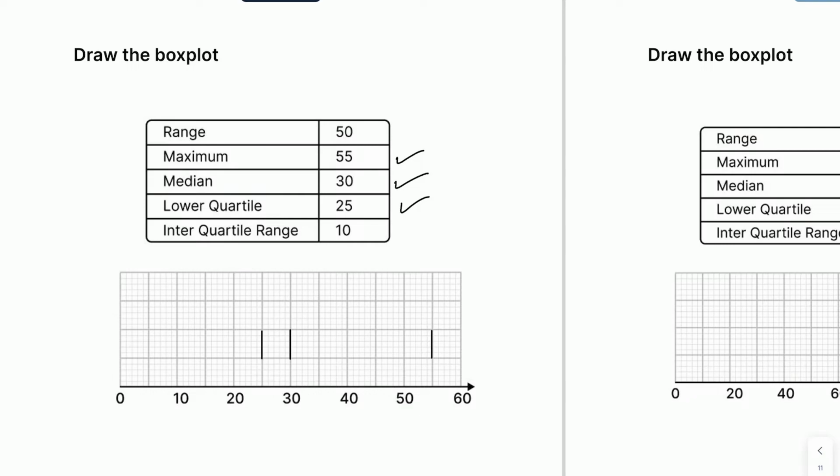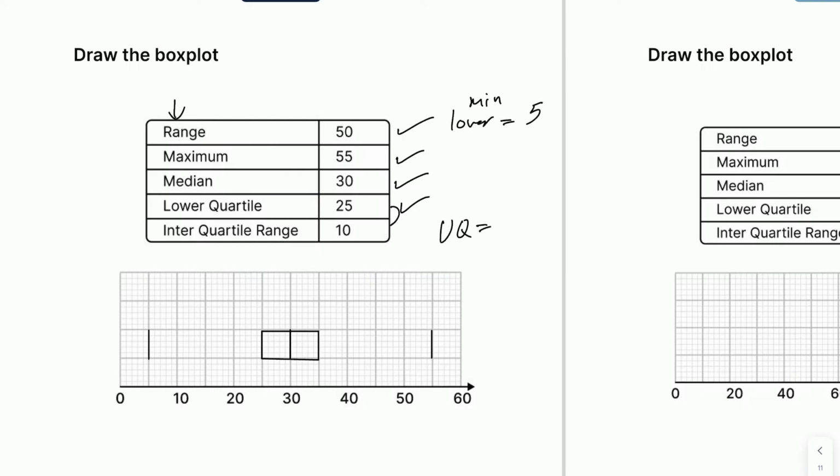So now we're left with the range and the interquartile range. If I look at the range first, you know the maximum take away the minimum gives you the range. So if I do the range take away the maximum, that gives me 5. So that means the minimum must be 5. And you can check that because you can do 55 take away 5, and that gives you 50 as a range. So that's that ticked off. So the minimum value is 5. And then now we can use the interquartile range to get the upper quartile. So I'm just going to add these two together. That gives me 35. I'm going to plot that there.